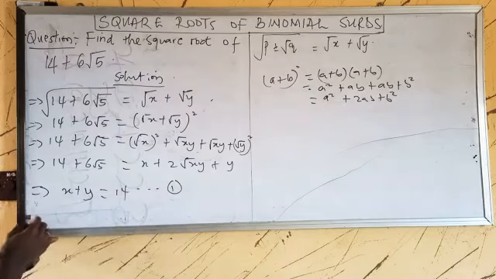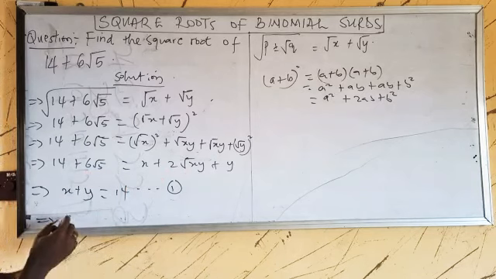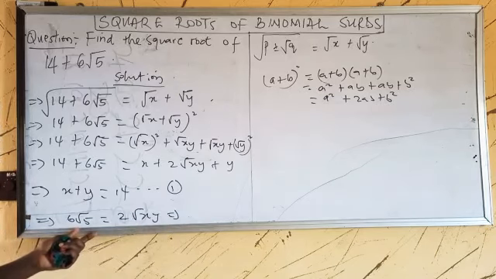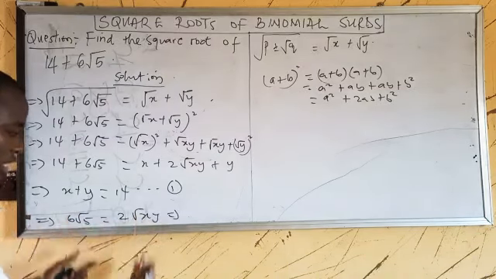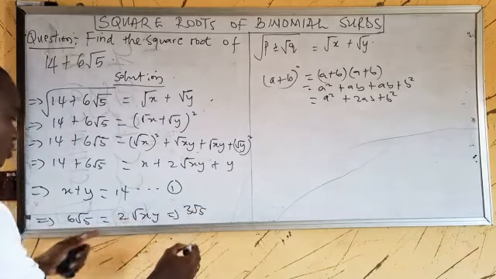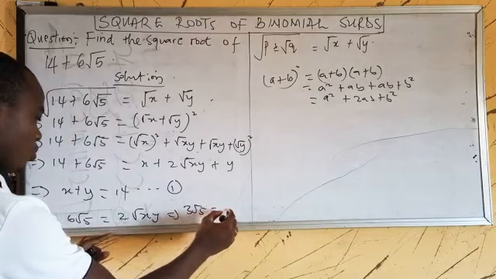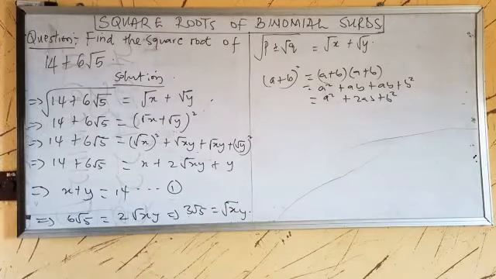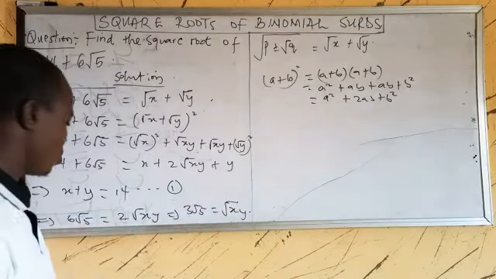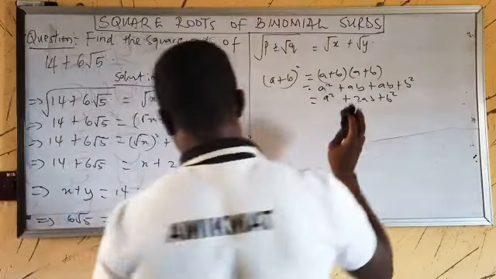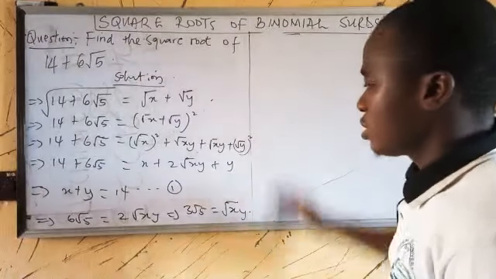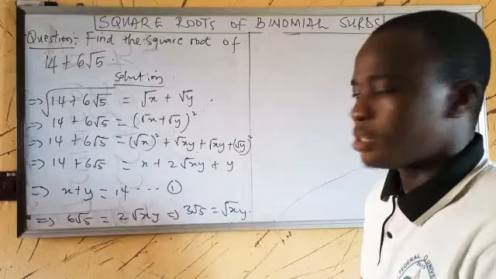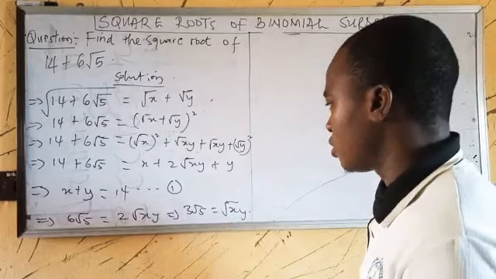That is equation 1. Then we equate the terms with square roots: 2 root xy equals 6 root 5. Solving this further, we divide through by 2 to get 3 root 5 equals root xy. From there, the next thing to do is to solve this one further so that it gives us another equation. Then we solve them simultaneously to get x and y respectively.